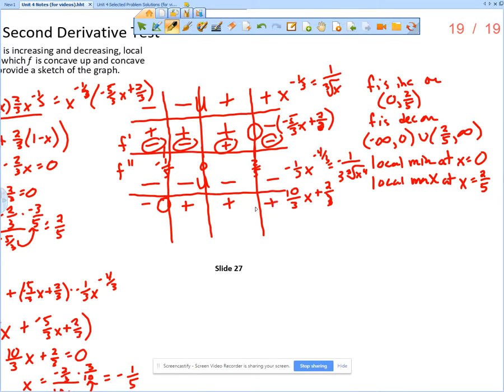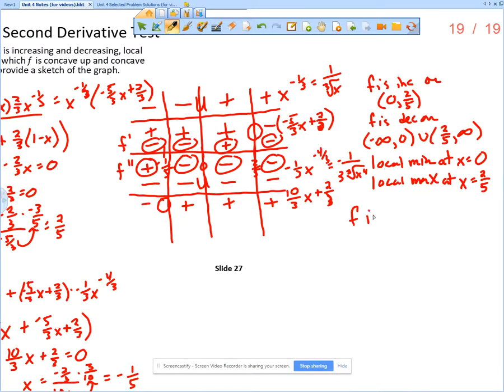All right, so now the second derivative is going to be a negative times a negative. Well, that's a positive. Negative times a positive is a negative. Negative times a positive is a negative, and negative times a positive is a negative. So now, thinking about the second derivative. All right, second derivative tells me when I can figure out concave up, concave down, and points of inflection.